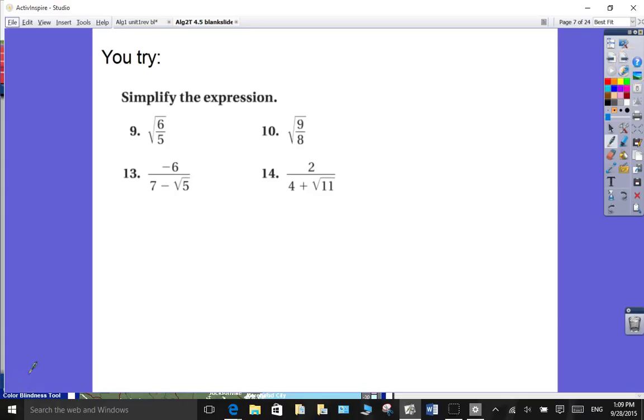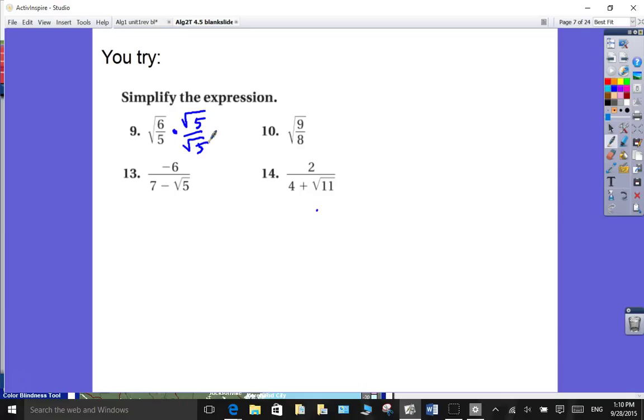Again, what would I multiply the first fraction by? It's only got one term in the denominator. It's the square root of 5. So what would I multiply by? The square root of 5 divided by the square root of 5. What about the number 10?